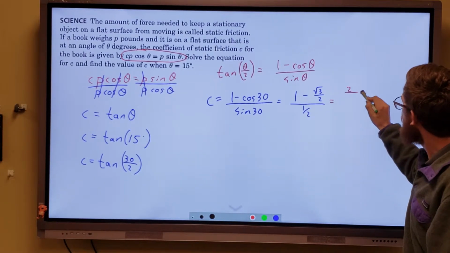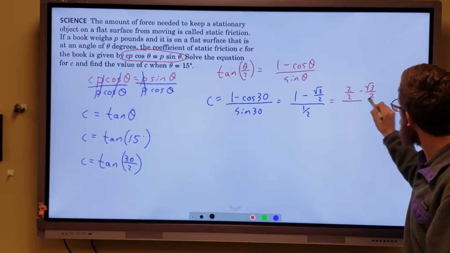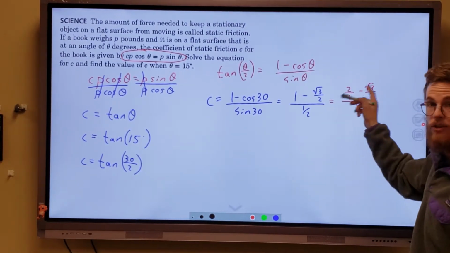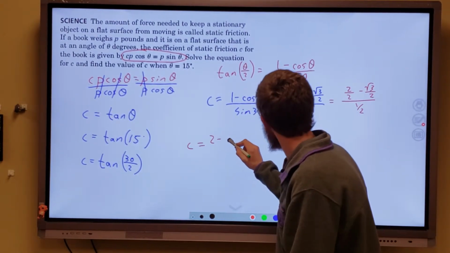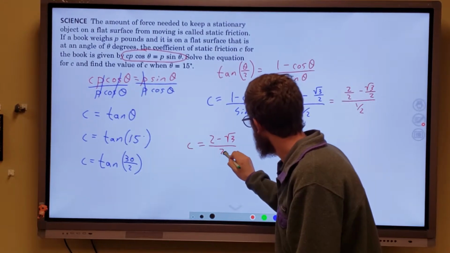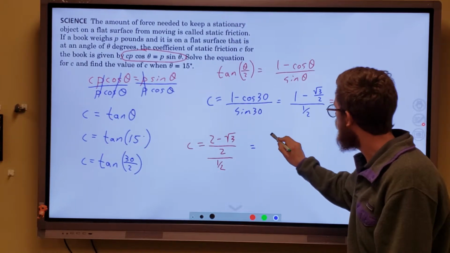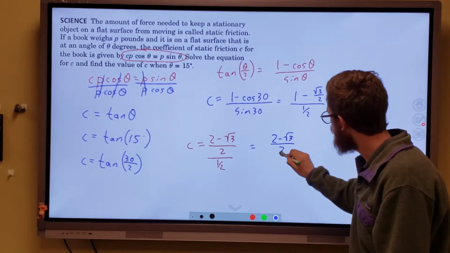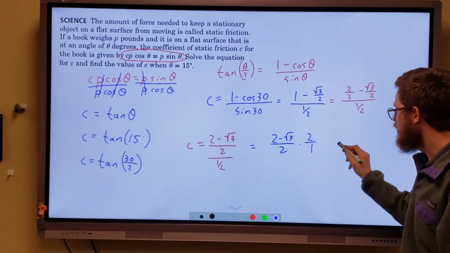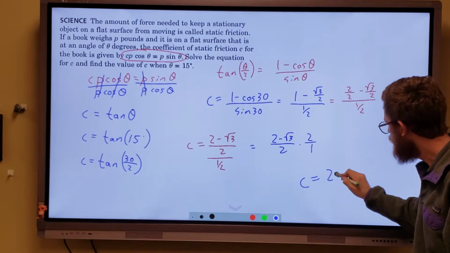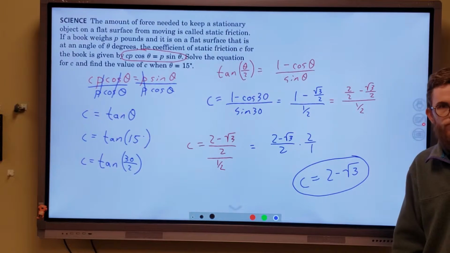We can get a common denominator and subtract on the top. We've got C equals 2 minus the square root of 3 over 2, divided by a half. When we keep, change, flip, we've got 2 minus square root of 3 over 2 times 2 over 1. And when those cancel, C is equal to 2 minus the square root of 3. That was not a crazy problem, was it?